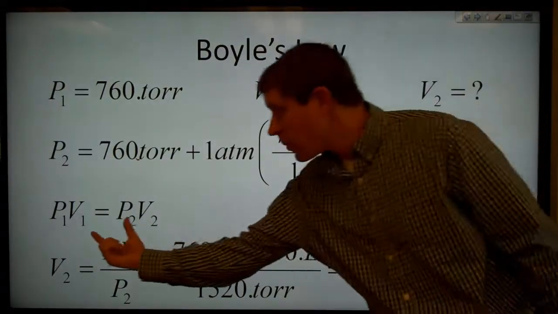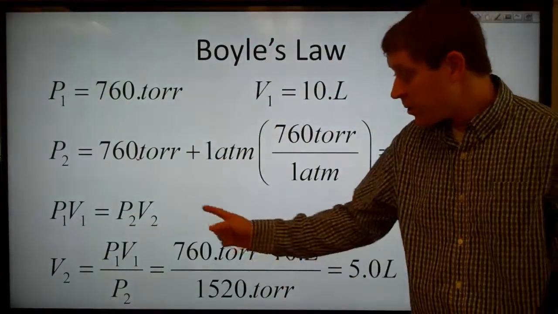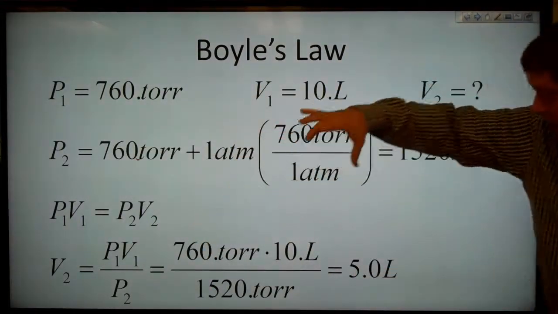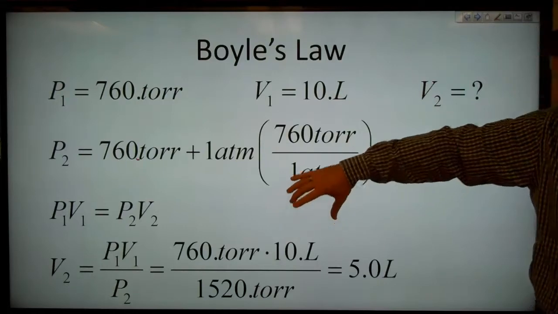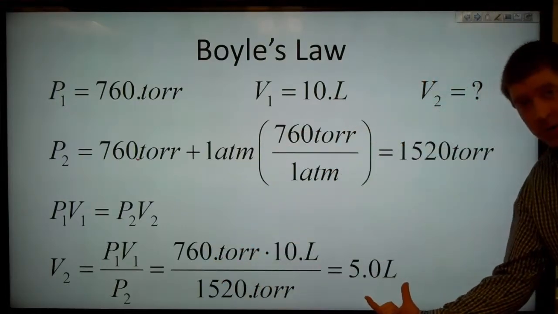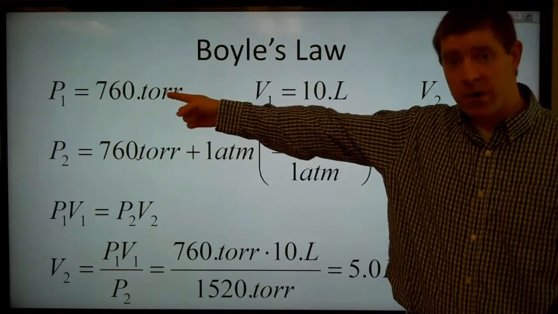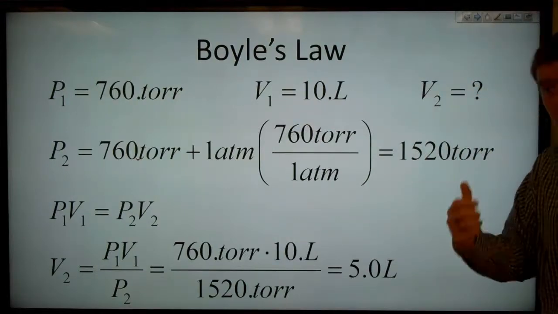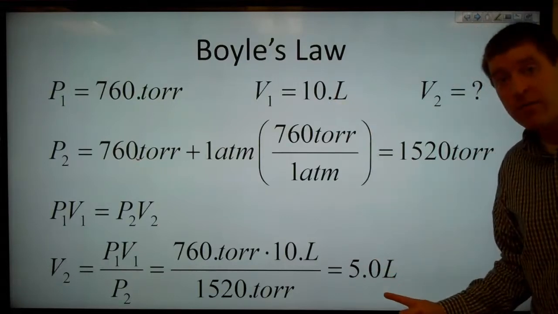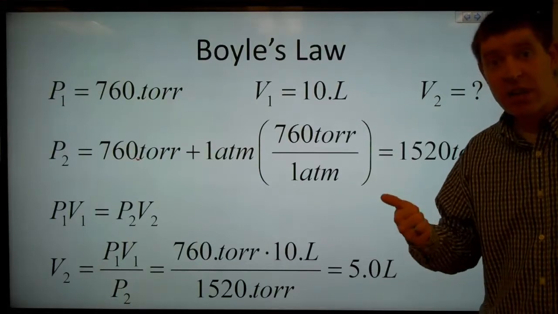So now, remember, we know P1 V1 equals P2 V2. We can rearrange that to give us V2 is equal to P1 V1 over P2. So we plug in P1, 760 torr, V1, 10 liters, and P2, 1520 torr, and that gives us 5.0 liters. Now let's check and make sure that that makes sense. So we've doubled the pressure from 760 to 1520. If we've increased the pressure, should our volume be going down? We went from 10 liters down to 5. We've increased the pressure, which means our volume should be doing the opposite because they have an inverse relationship.